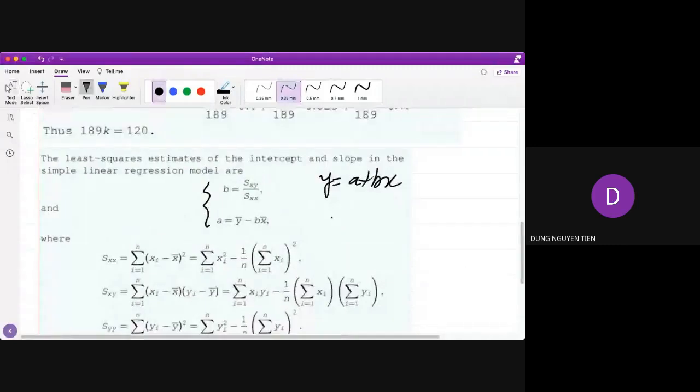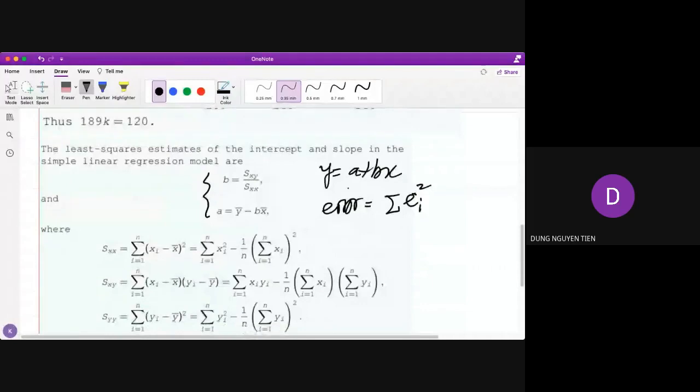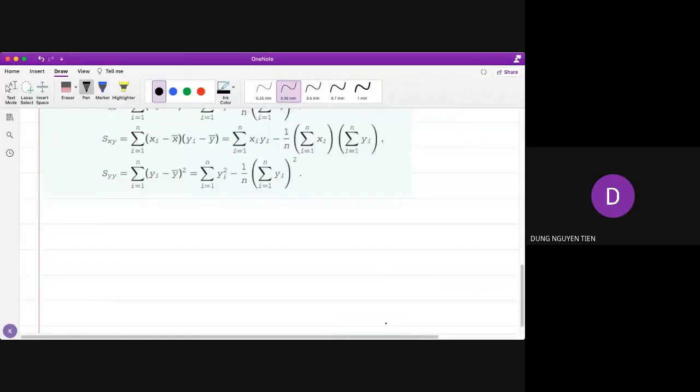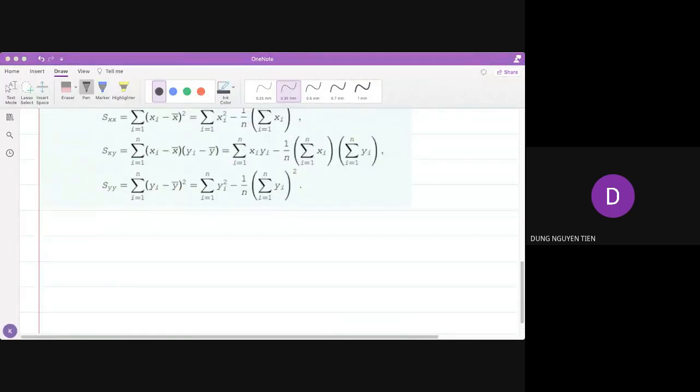We need to consider the error, which is the sum of the ei squared, right? That is what we did, and we minimize the errors to get the values of a and b. That is what we studied last time, I believe.